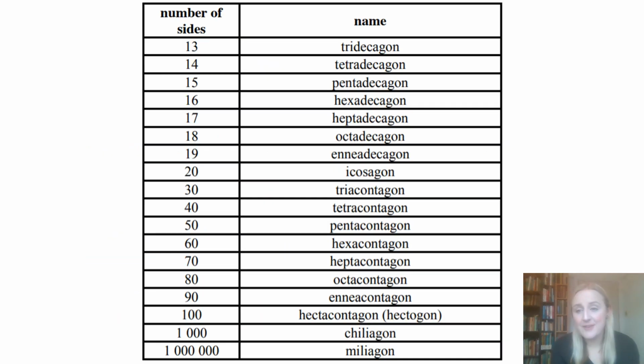Of course, you can go further. There's no need to go further. If I want to talk about a 30-sided polygon, I don't need to know that's a triacontagon. I can just call it a 30-agon or 30-gon. I don't need to know any words above.